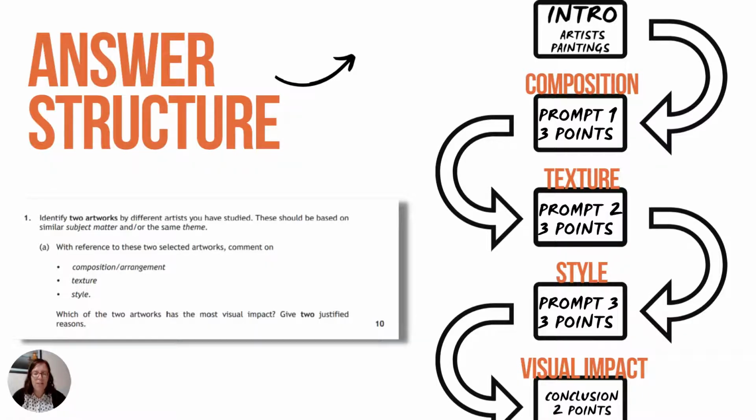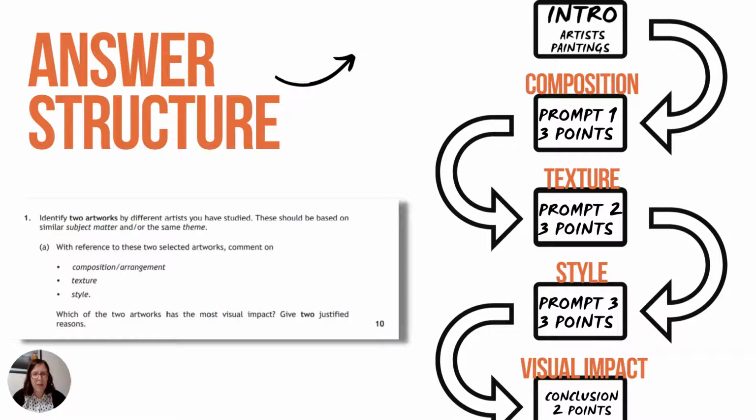Finally, we're going to use visual impact and our opinion as our conclusion to say which we prefer and why. Remember not to mention anything about composition, texture or style, because the chances are you will be repeating yourself. For visual impact, bring in other prompt words such as colour or tone or line. Hopefully that gives you an overview of how you should structure your answer. Remember, the prompt words will change, so you can practice using this structure but changing the prompt words.